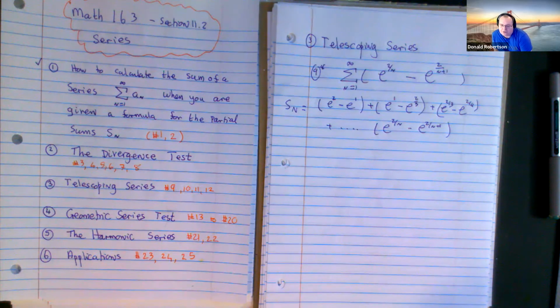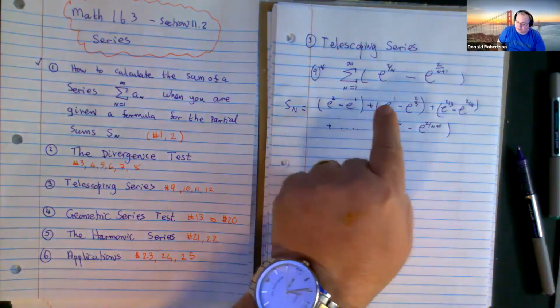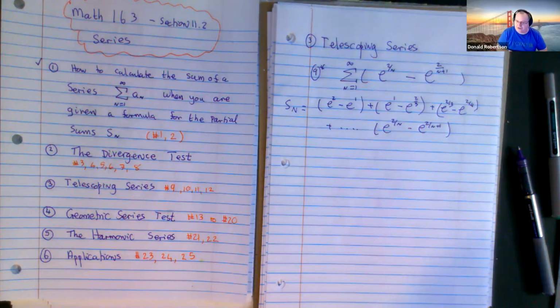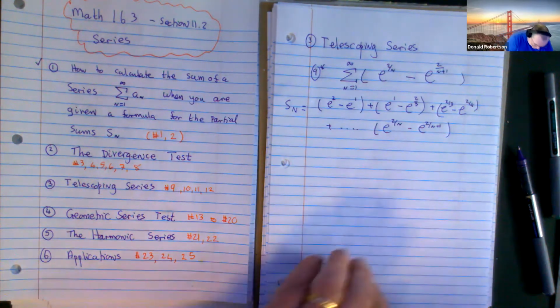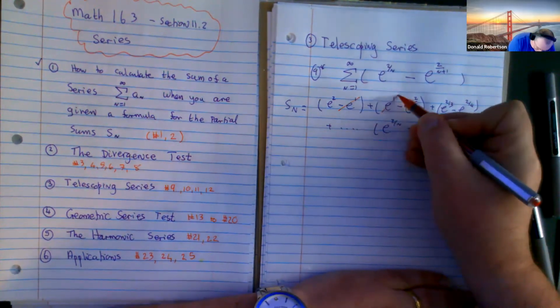Now, one of the things about a telescoping series, and I think it gets its name, do you know those old telescopes that pirates use, that they watch the sea? Didn't they all crunch into a little thing that size? This series crunches into a very small series. Let's see what happens. Did you notice that that negative e to the 1 gets killed off by that positive one?